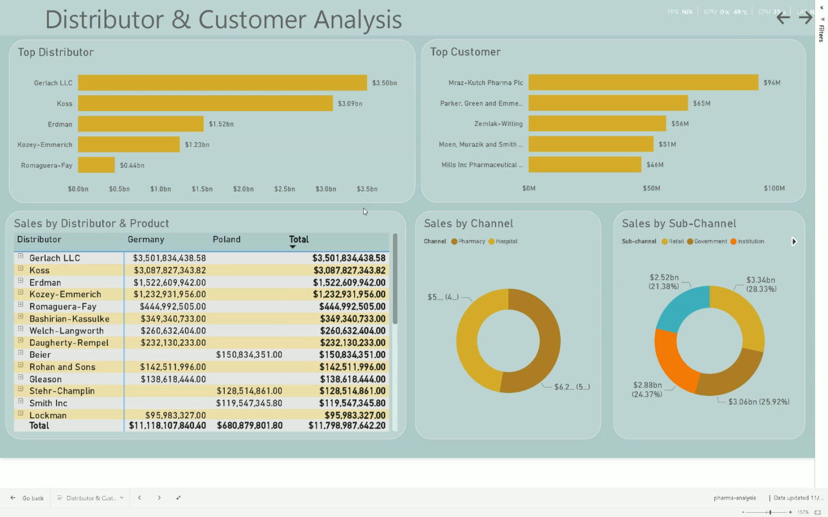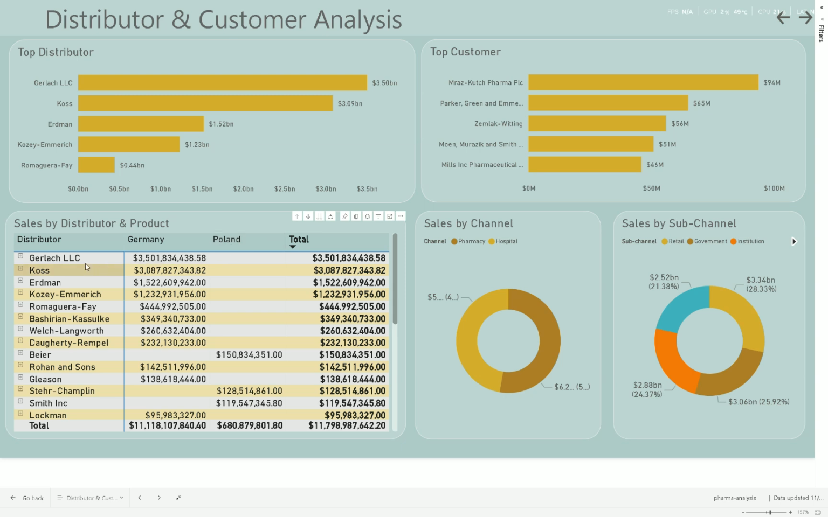Now, moving on to the distributor, sales by distributor and product breakdown. This matrix at the bottom left is created using the matrix visual, in which I have selected rows as distributors, columns as countries, and values as sales. This breakdown helps identify which distributor is strongest in which country. There are two countries, Germany and Poland.